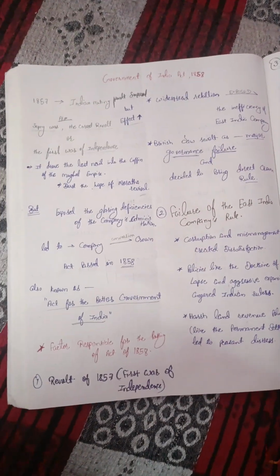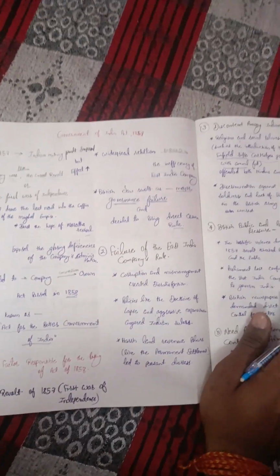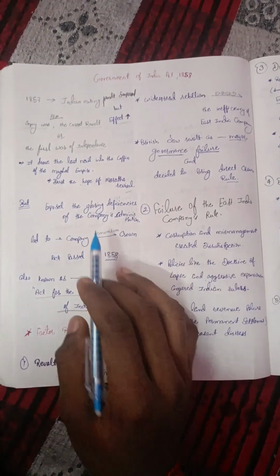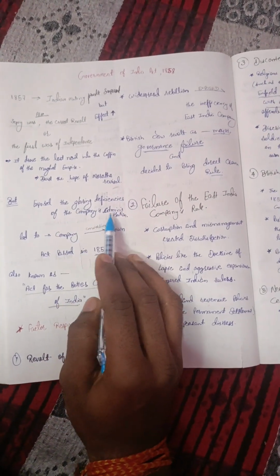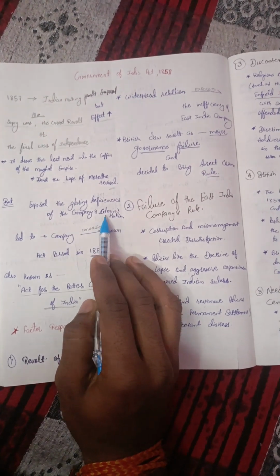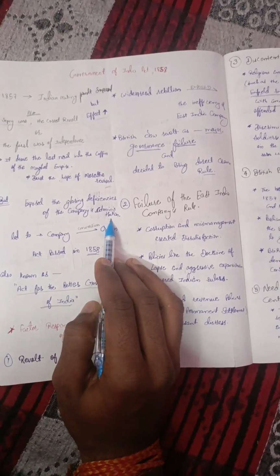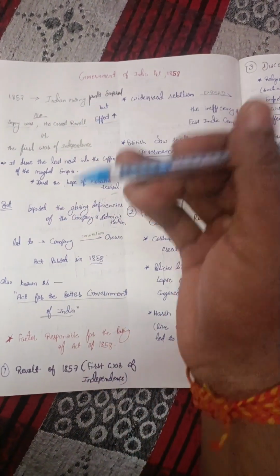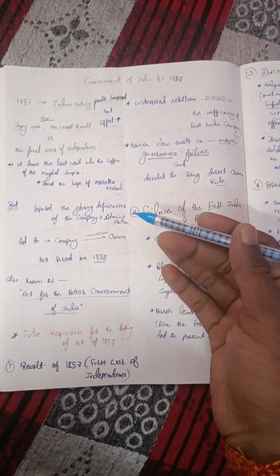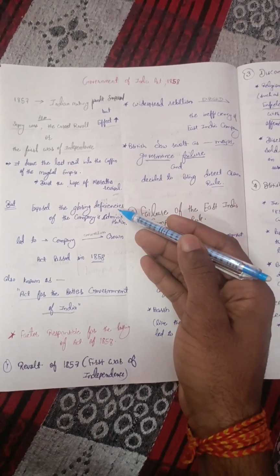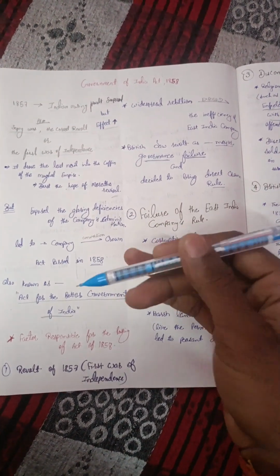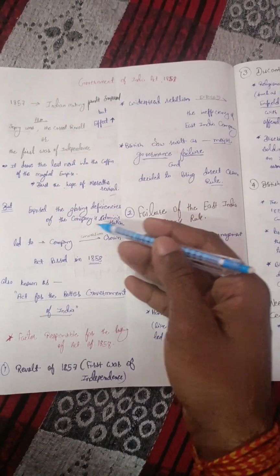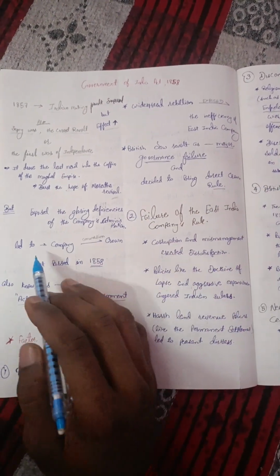But overall, it exposed the glaring deficiencies of the company administration, that is, rule. The sentence means that though the revolt was suppressed, it highlighted the deficiencies, कमियां जो कि ब्रिटिश, sorry, कंपनी के रूल में रह गई थी.